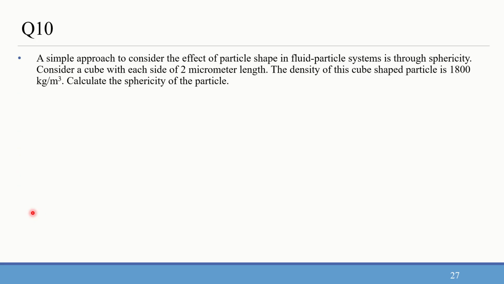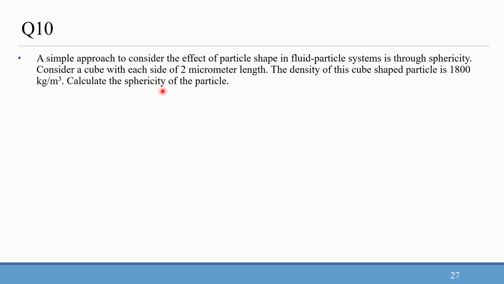Now we will move to question 10. Simple approach to consider the effect of particle shape in fluid particle systems is through sphericity. Consider a cube with each side of 2 micrometer length. Density of this cube shaped particle is 1800 kg per meter cube. Calculate the sphericity of the particle.